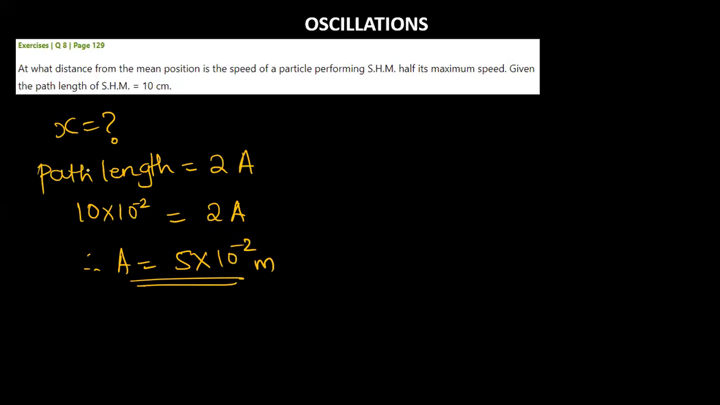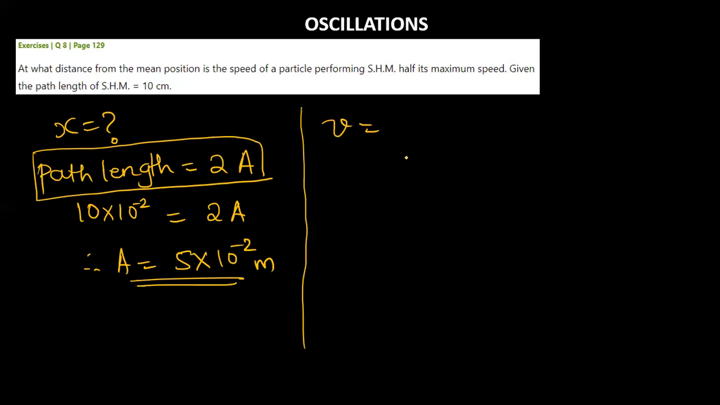So this is the formula. We should remember that path length is always twice the amplitude. The question is asking at what distance? We still need to find x, the distance from the mean position, where the speed of the particle performing SHM is half of the maximum speed. So this is given to you that speed v is equal to half of v max. This is given to us in the question that the speed of a particle, that is v, performing SHM is half its maximum speed, so half of v max.